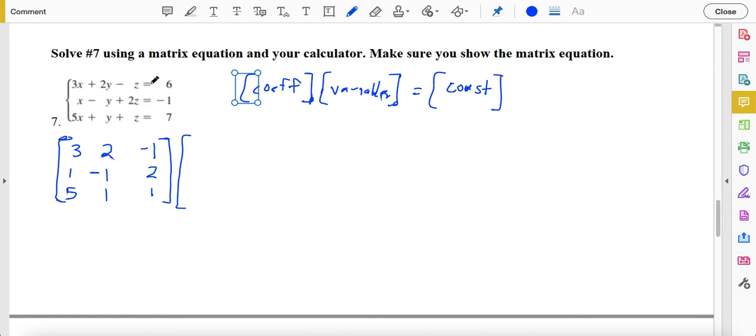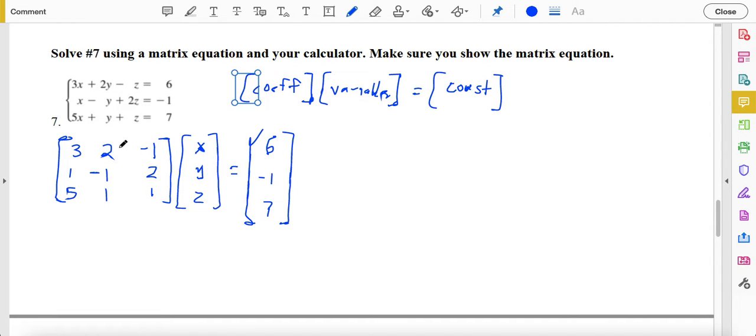Multiplied by our variable matrix. That's the x, y, z. Remember, it's whatever variables in each column. So column 1 is x, column 2 is y, column 3 is z. So we go x, y, z, just like that. And then this is equal to the matrix 6, negative 1, 7. Okay, that's supposed to be a matrix.